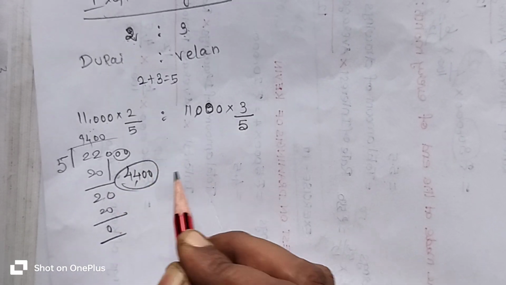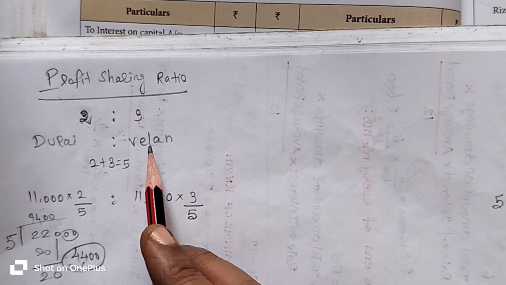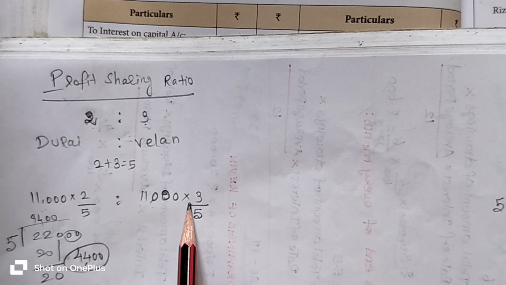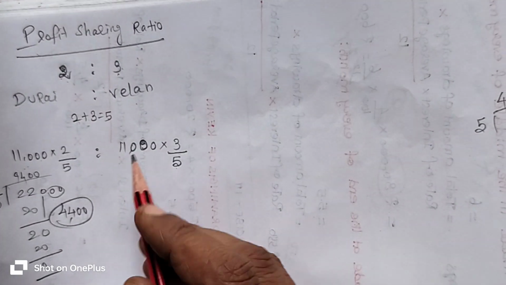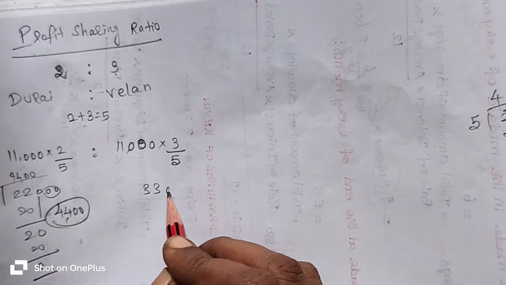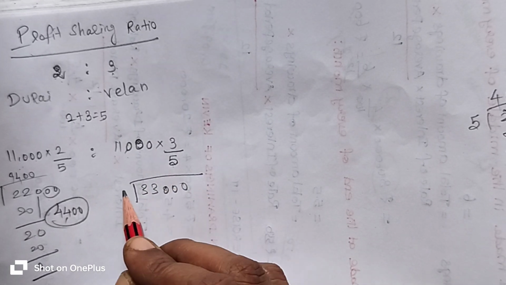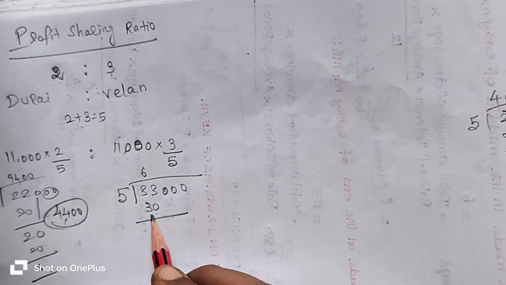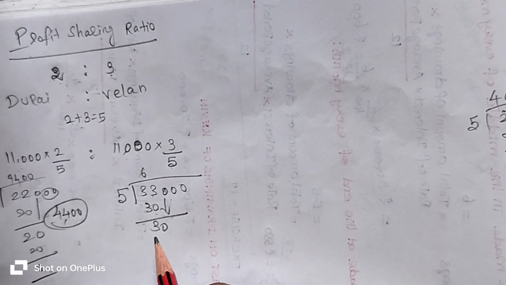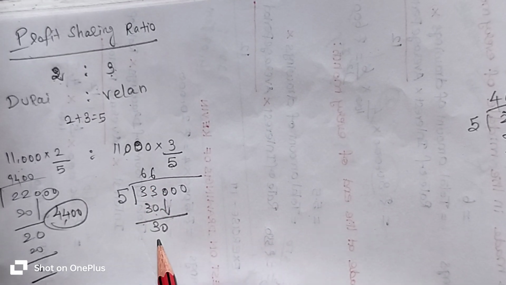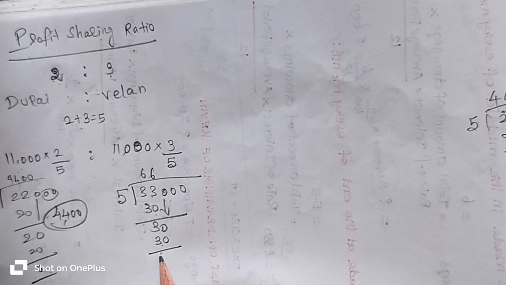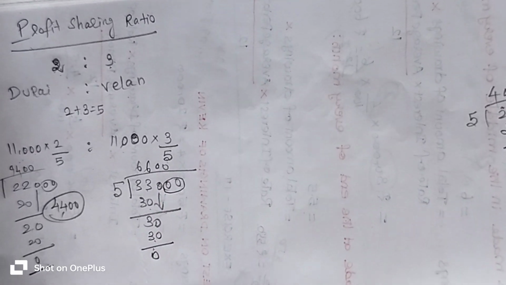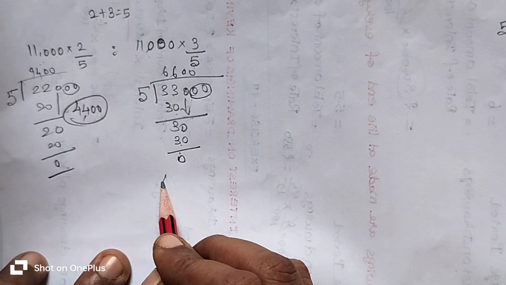Then Velan's profit sharing ratio is 3. So 11 into 3 divided by 5. 11 3s are 33. This 30 is added here. Divided by 5: 6 5s are 30, remaining 3. This 0 is added here. Again 6 5s are 30, 30 cancel, remaining 0. This 20 is added here. So Velan's profit share is 6,600 rupees.